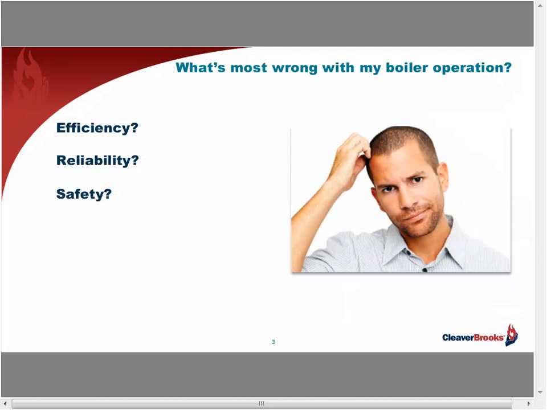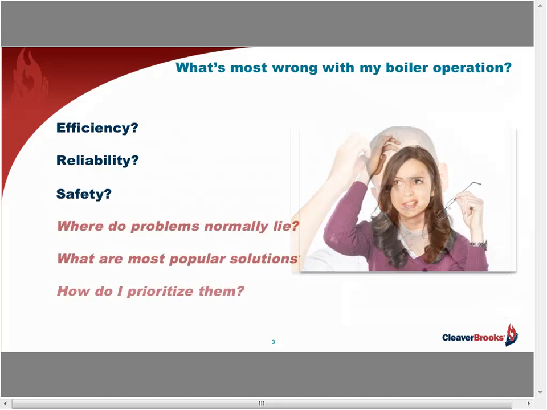Okay, so the main operational drivers for today's discussion are efficiency, reliability, and safety. All areas that I've discussed in the past, but never from this perspective, and I think as such, it's going to shed a totally different light. For instance, where do the problems with these drivers normally lie? And once found, what are the most popular solutions within that area? And then finally, what's the suggestion for prioritizing the fix if a few solutions exist, or maybe I'm competing with other departments to get the appropriate capital funding?